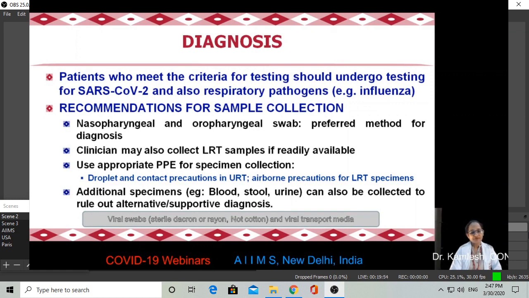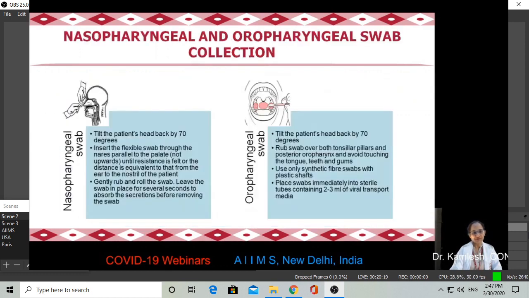Droplet and contact precautions need to be observed in case of upper respiratory tract infections, or airborne precautions for lower respiratory tract specimens. Additional specimens such as blood, stool and urine can also be collected to rule out alternative diagnosis. The viral swabs should be sterile Dacron or rayon based, not cotton based, and viral transport media should also be used. How to collect the nasopharyngeal and oropharyngeal swabs?